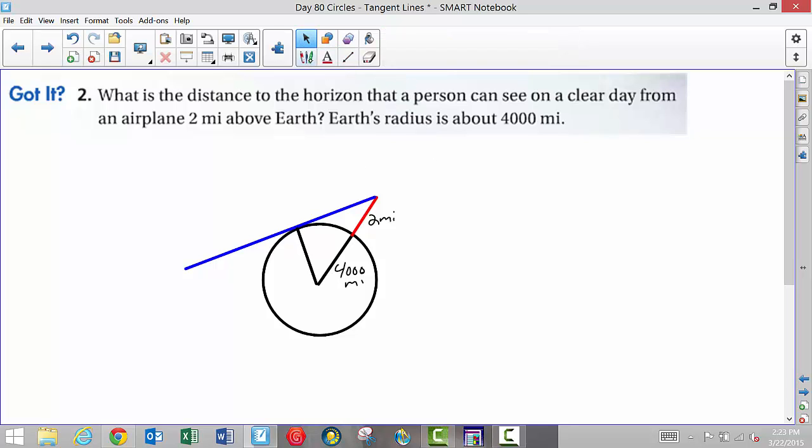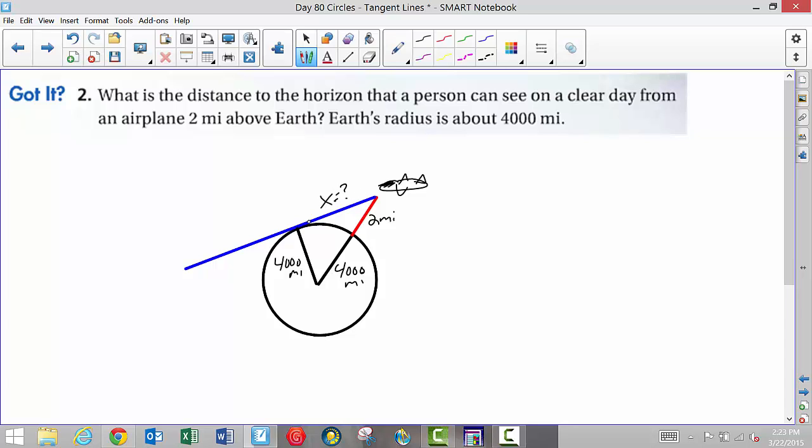Okay. I want to know how far. Here's my little airplane. I'm 2 miles above the Earth, looking across the horizon. How far can I see? I know that the Earth's radius is about 4,000 miles. How far can I see?